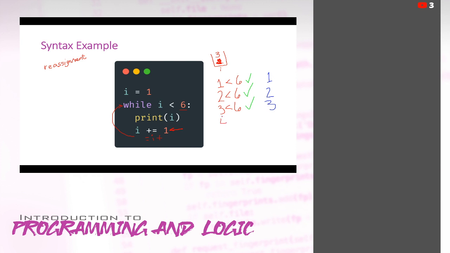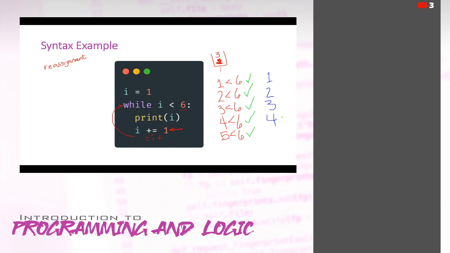So now it's 4 is less than 6. Well, that's still true. So it's going to print a 4 to the console. I plus equals 1. So that value of I is going to get another 1 added to it. So now the value in our I container is 5. 5 is less than 6. That is still true.